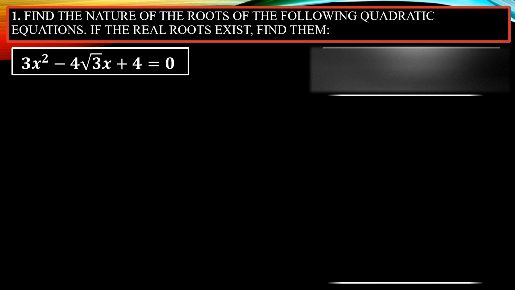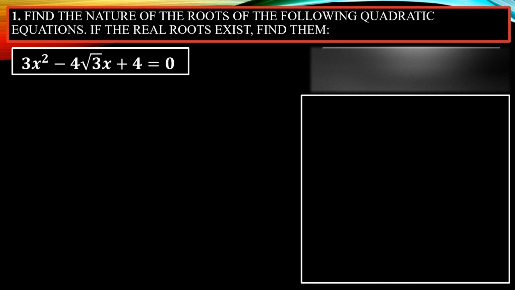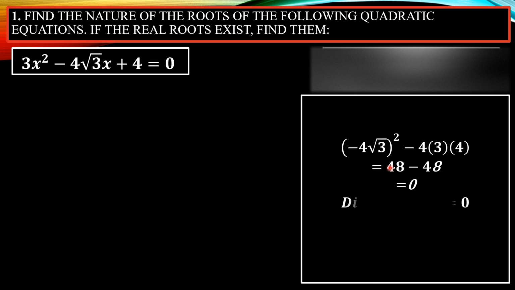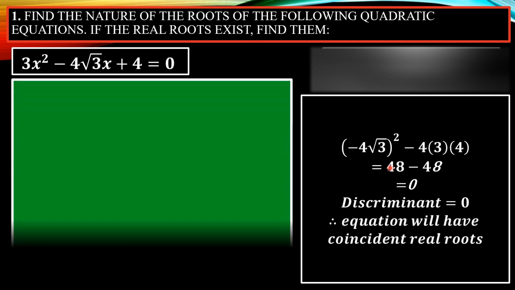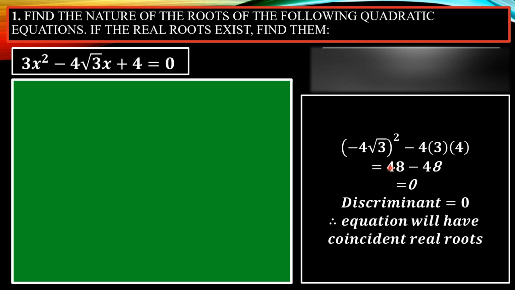Okay, so first of all let's check the discriminant in this equation. b is minus 4 under root 3, a is 3, and c is 4, right? On simplifying it, we get 48 minus 48, that is 0. 0 means the equation will have two coincident roots, right? So let's solve them. Now see, you are again free to choose your own method to solve the equation. In this case, since the numbers are smaller, the quadratic formula is a better option to solve such questions.